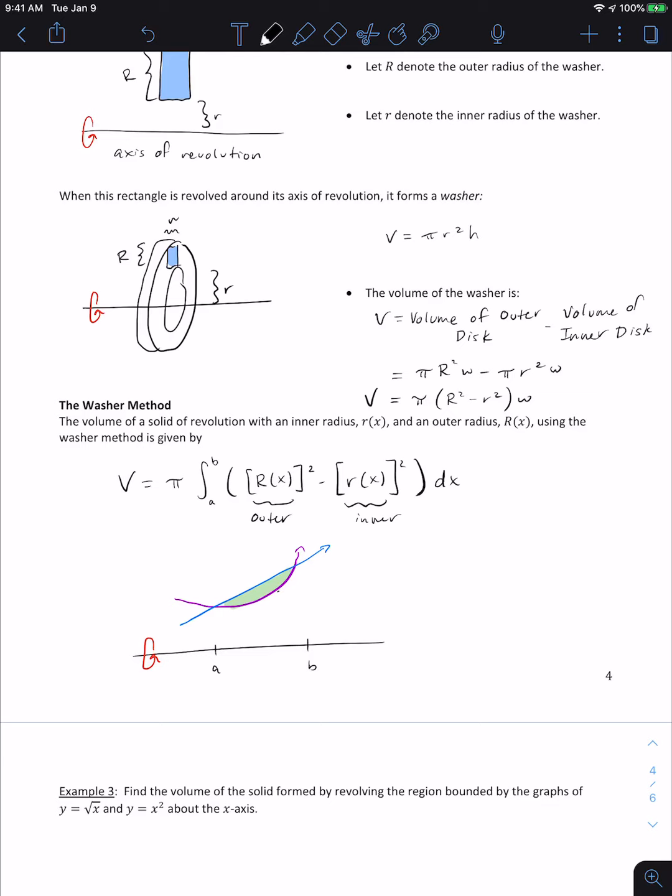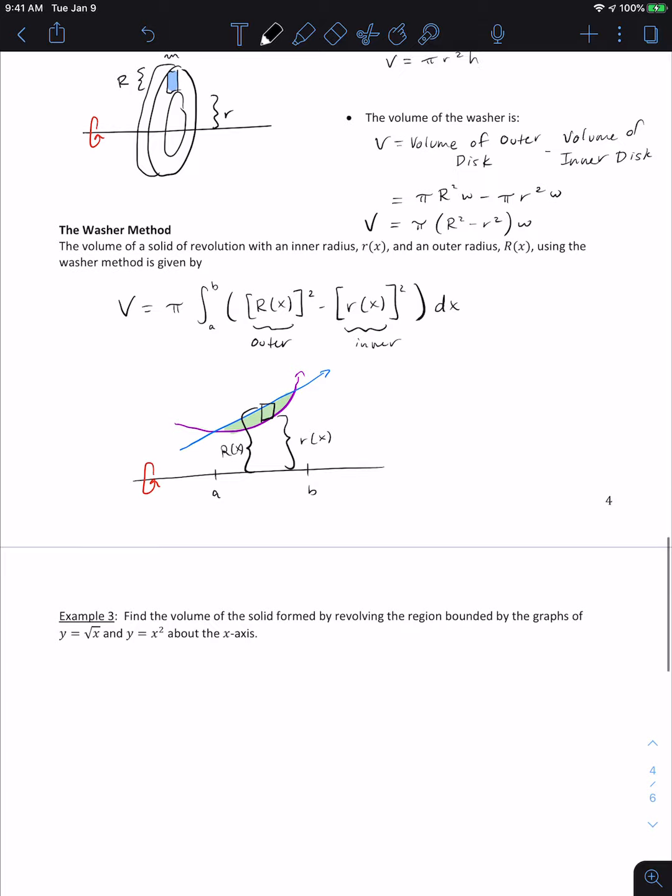Well, this distance from the purple graph to the axis of revolution would be my little r of x, and this distance from the big portion, the blue graph, would be our big R of x, right? If I were to draw this rectangle in there, that's the rectangle that we would revolve around the axis of revolution to give us a bunch of donuts to fill out that space.